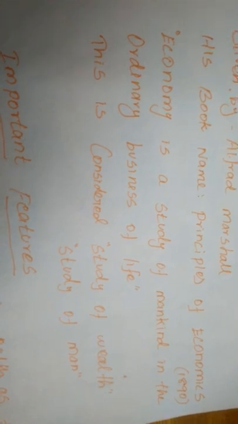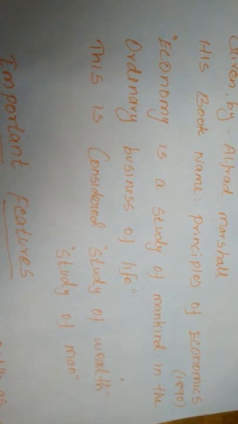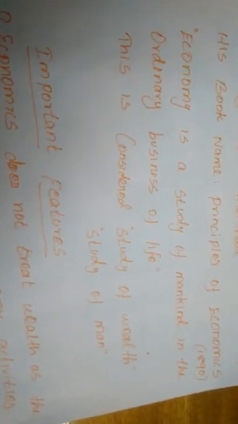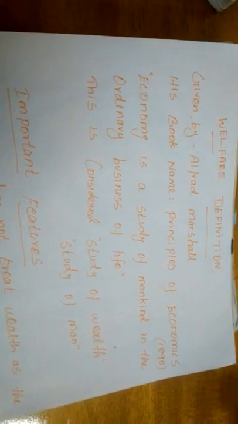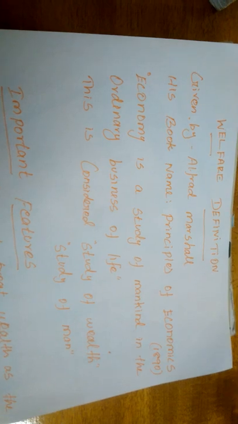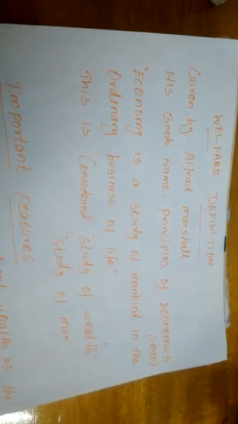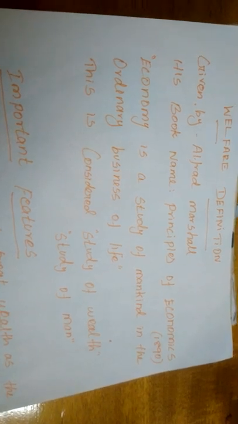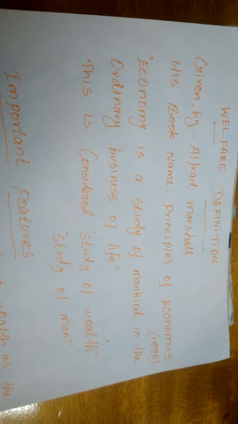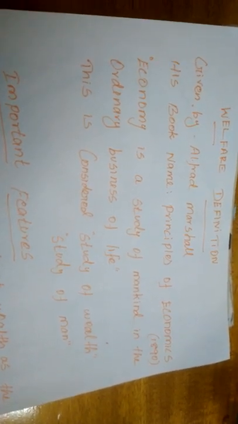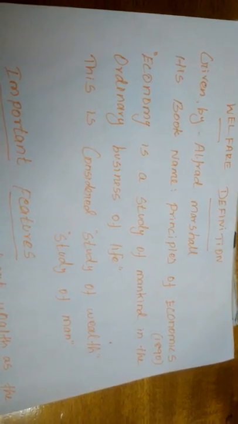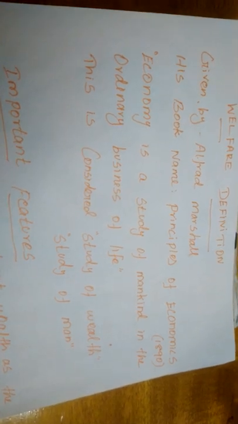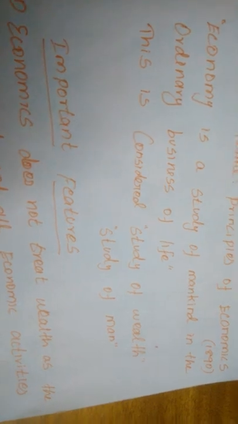So economics is considered the study of mankind in our ordinary life, and this is considered the study of wealth and the study of man. One side, this definition considers economics the study of wealth, and another important side is the study of man. Because only if there is more human wealth will national wealth or other types of resources be created. And for whom will all the wealth be created? For the purpose of consumption by humans only. So before improving the wealth, we must improve the man or human.